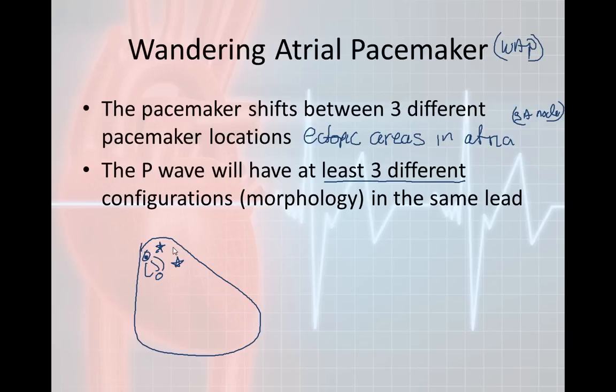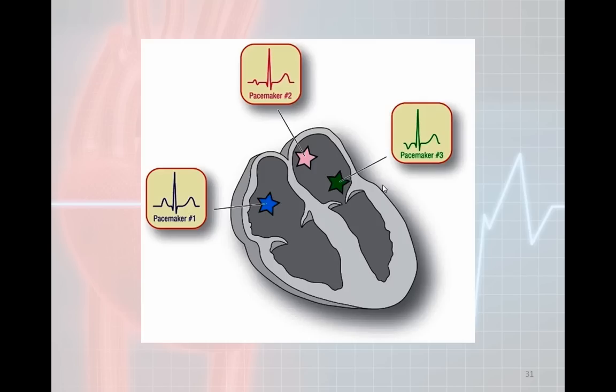So to have a wandering atrial pacer, you have to have at least three different. If you only have two clearly different P waves, then that's more of a competing atrial pacer, not really a wandering atrial pacer. So what happens is, just like in the other picture, you end up with three different morphologies of P waves. Now notice the QRSs and the T waves are all the same, so there's no ventricular problems. We're still only talking about atrial.